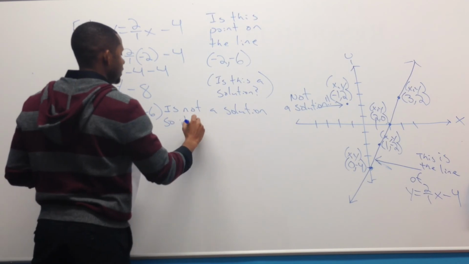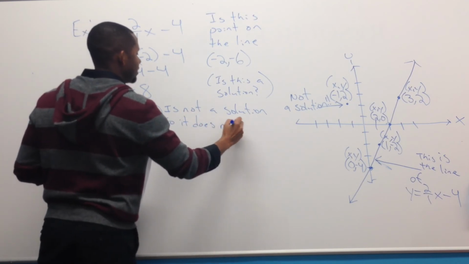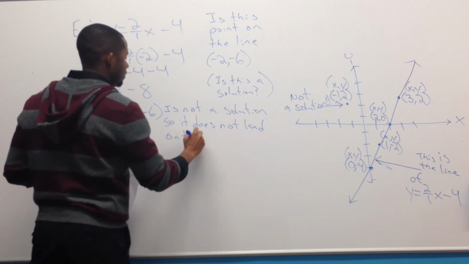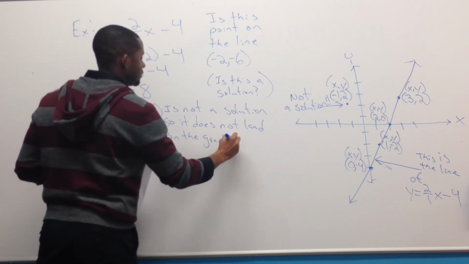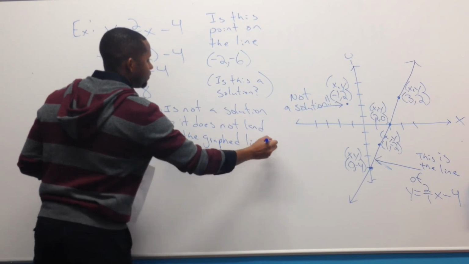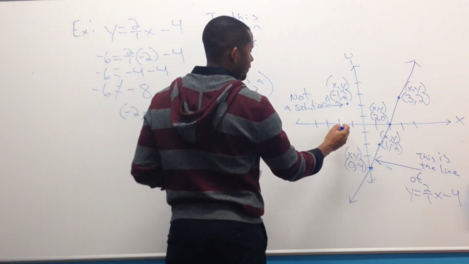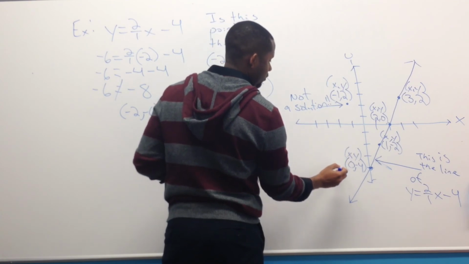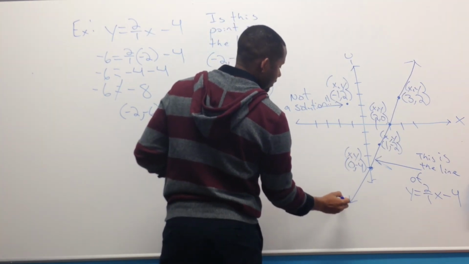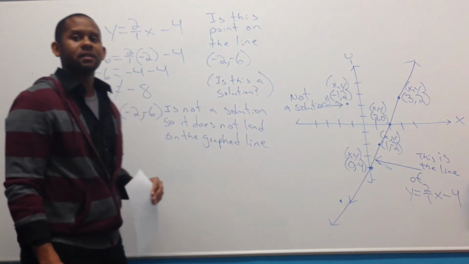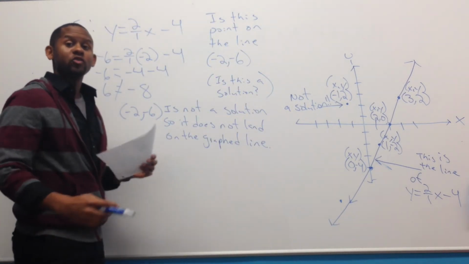So it does not land on the graphed line. Let's go. -2. 1, 2, -6. 1, 2, 3, 4, 5, 6. It's just above that line. If that line kept going, it would just miss it. Alright? That's what we have for today.